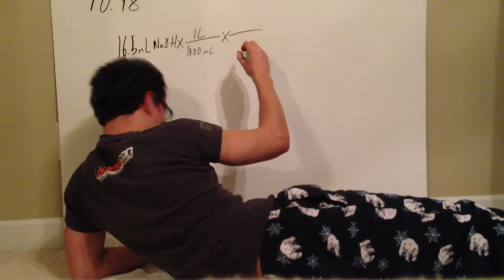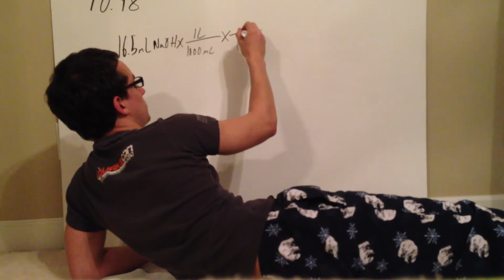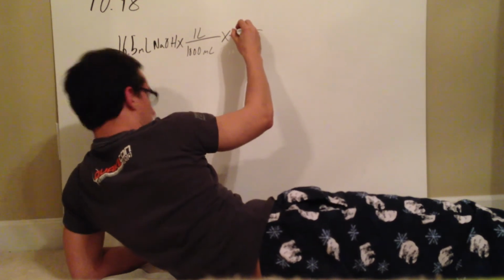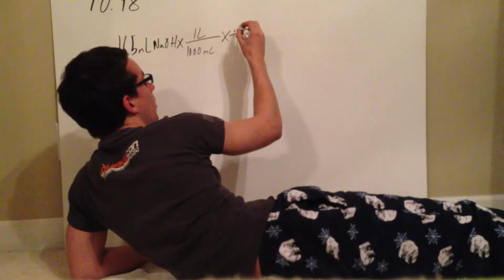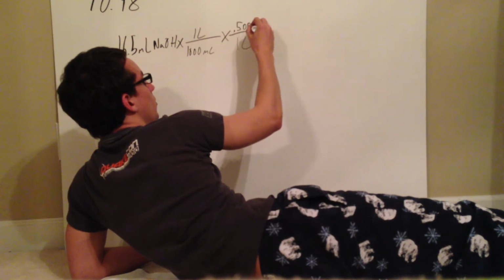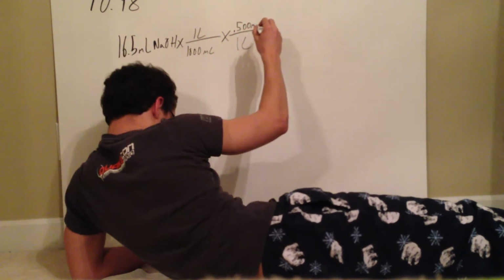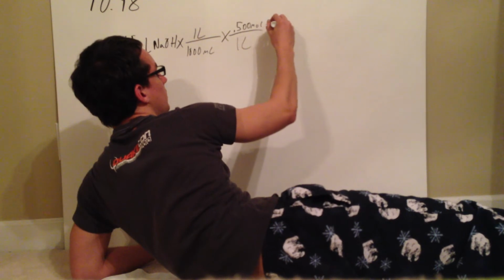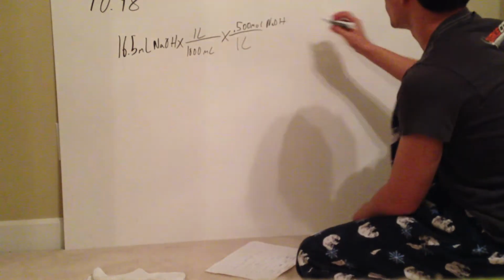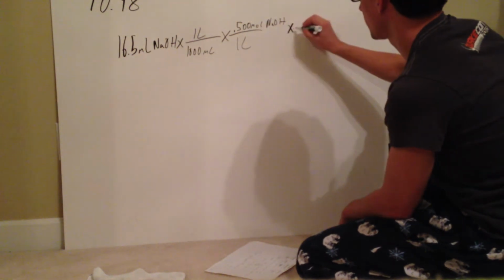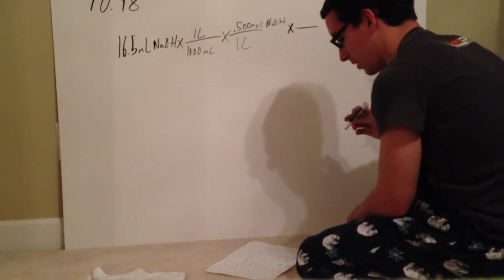Then next up, we're going to use molarity to get into NaOH, so it's going to be 1 liter on bottom. And then the question provides 0.500 moles of NaOH. Next up, we use our mole to mole conversion, and this is how we get from NaOH to the vinegar.